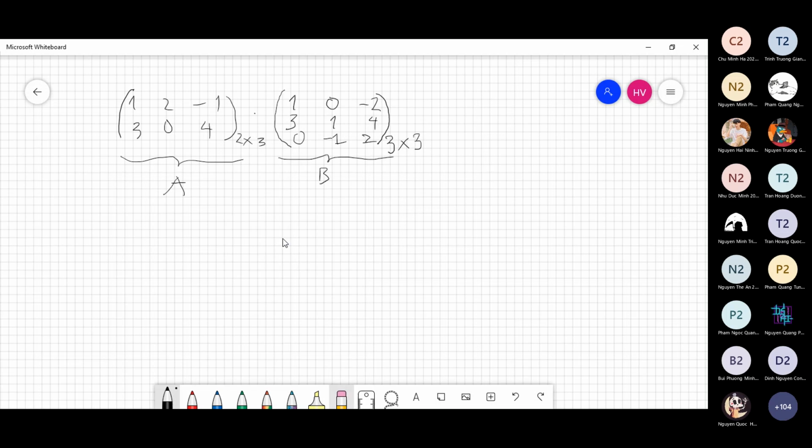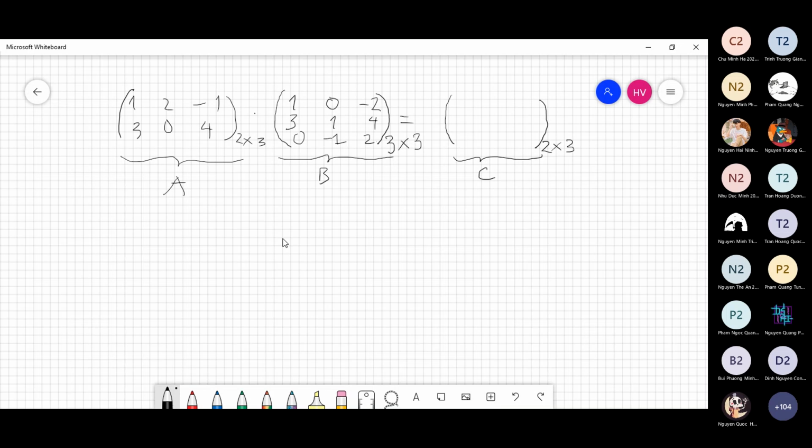Okay, let me write a little bit more beautifully. And you obtain a product of these two matrices denoted by C. Before we compute the entries, we have to determine the size of C. The number of rows of C is the same as the number of rows of A, and the number of columns of C is the same as the number of columns of B. So 2 multiplied by 3.